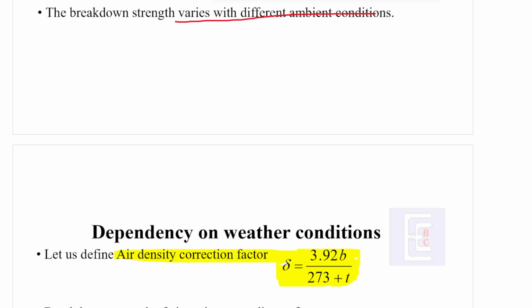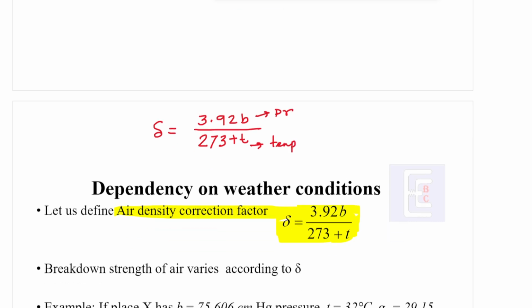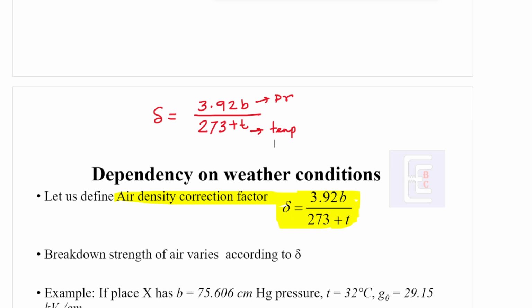It is given by delta, the air density correction factor, equal to 3.92 b by 273 plus t, where b is the pressure and t is the temperature. So the breakdown strength varies depending on this value.